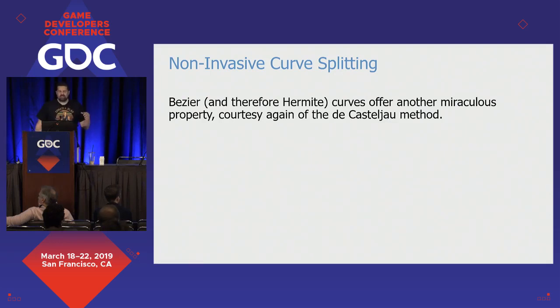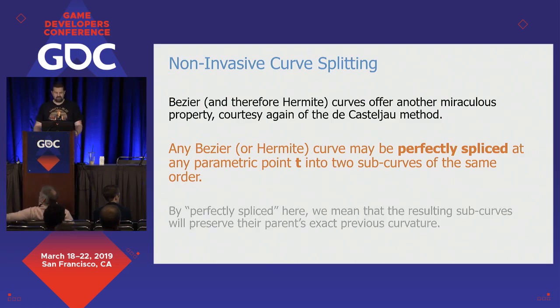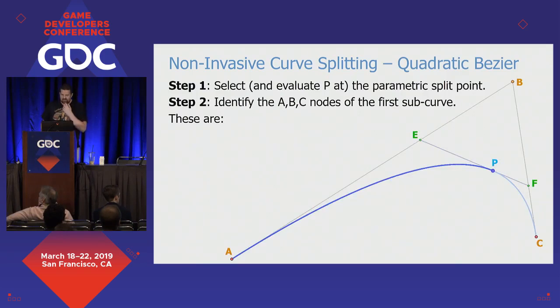Because we're using this de Casteljau method, which is the lerp of lerps thing, there's a really nice miracle that comes out of this by accident, is that we can perfectly splice splines or curves into any two curves by using that. So here's how that works.